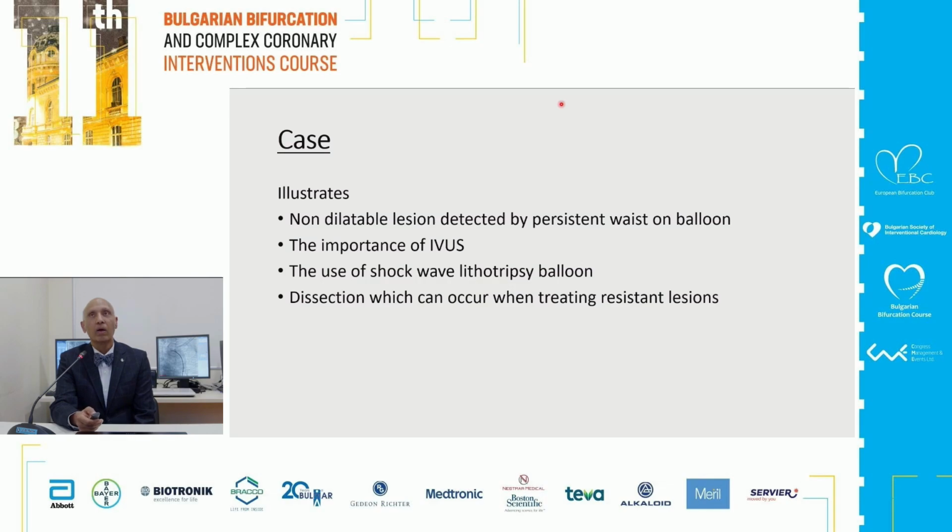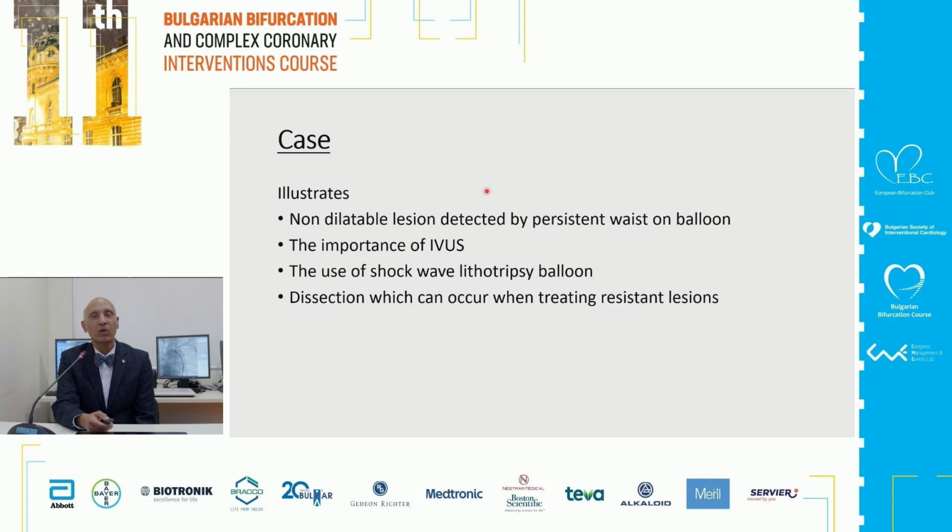And sometimes when you place a balloon and you see a persistent waist, especially on a balloon that is appropriately sized to the size of the vessel, that suggests that the lesion is non-dilatable, and perhaps you can choose another device to dilate that vessel. This case also demonstrates the importance of intravascular ultrasound because dense circumferential calcification was seen. The third thing is the use of the lithotripsy balloon, which allowed this calcific lesion to be dilated, and then a stent could be placed appropriately.